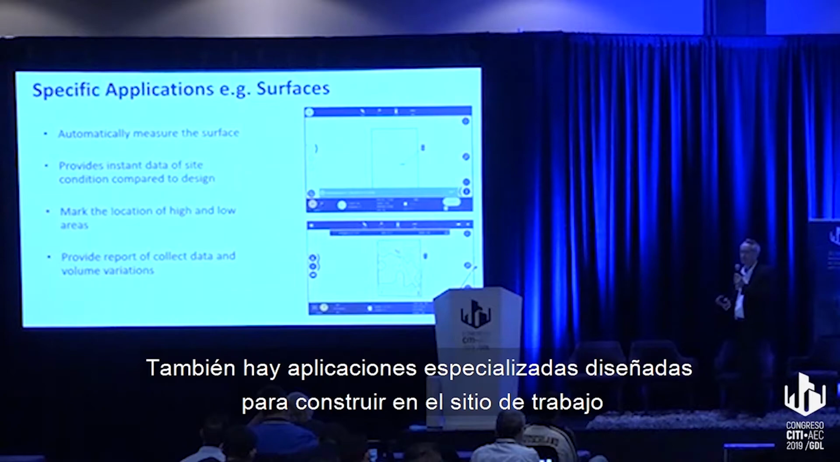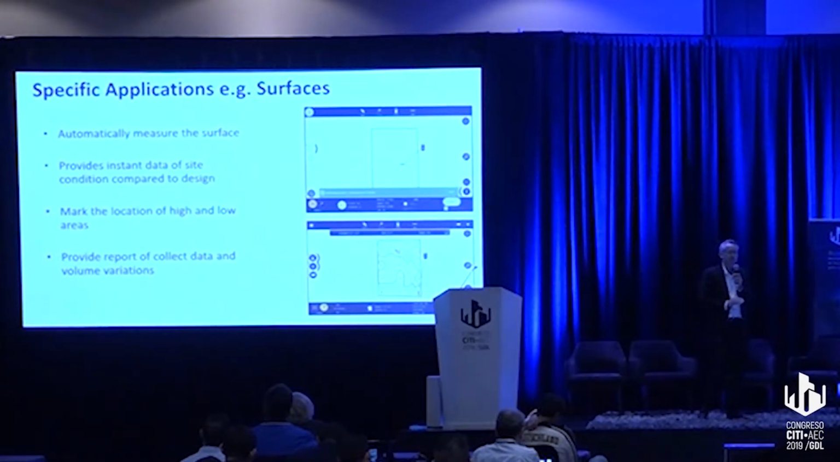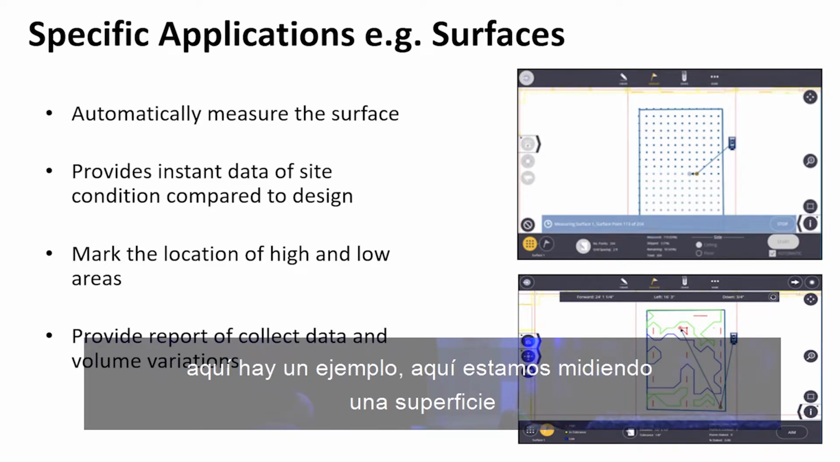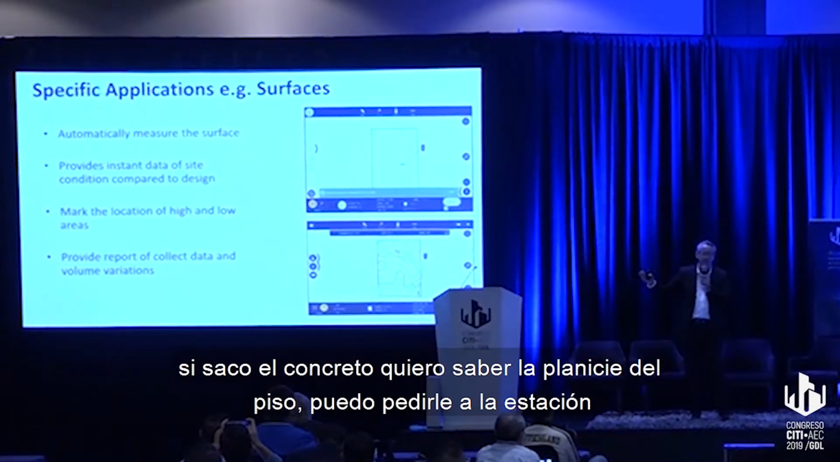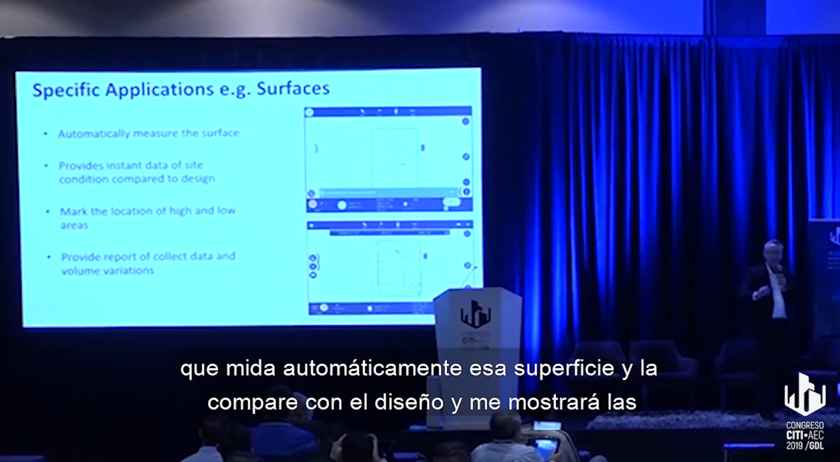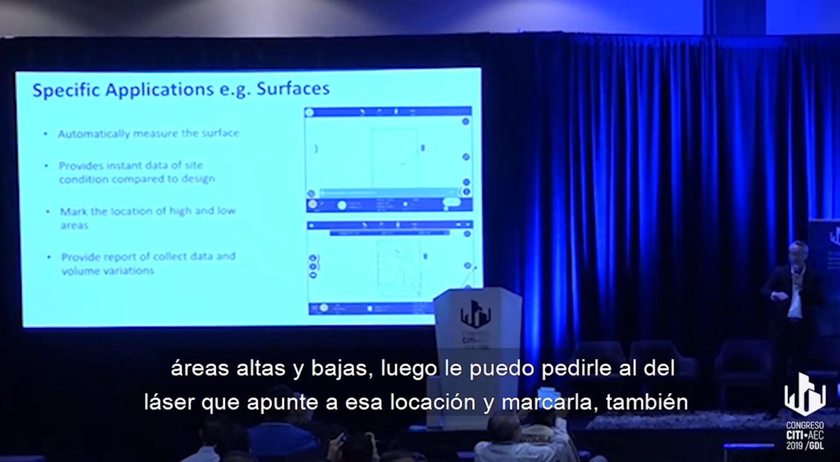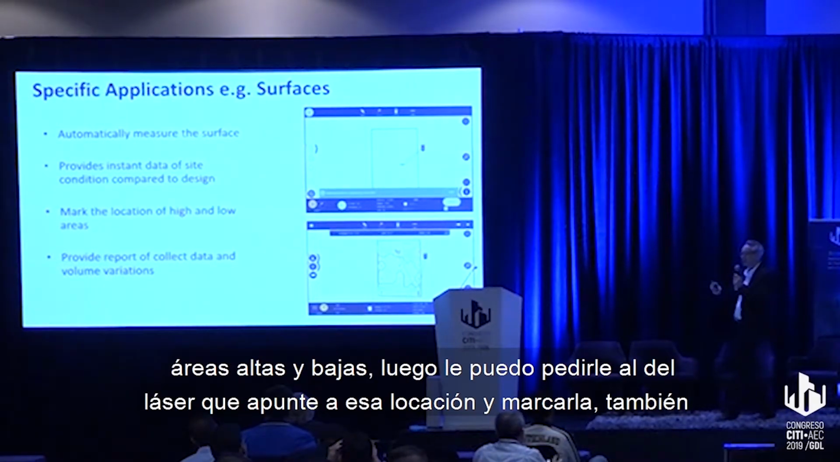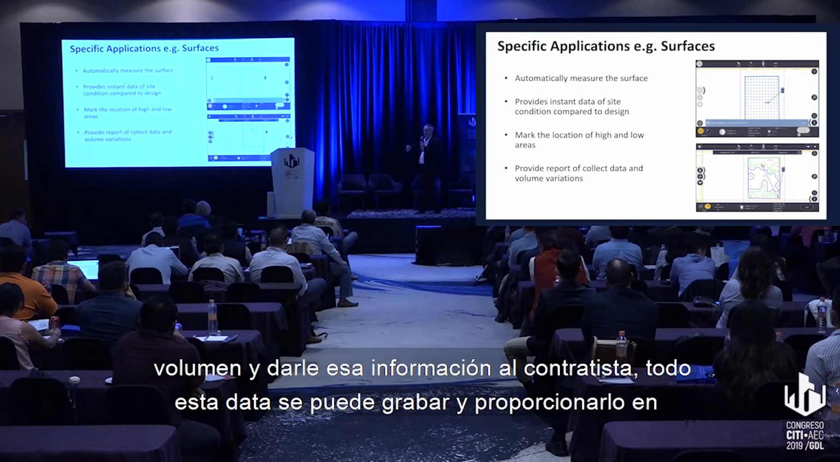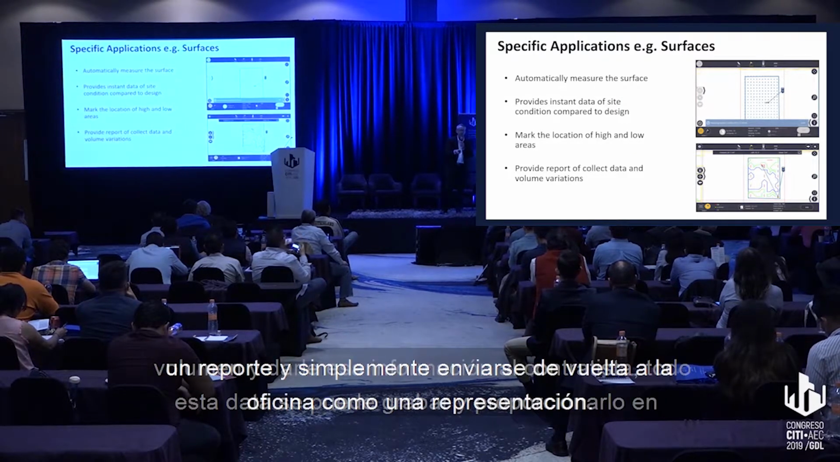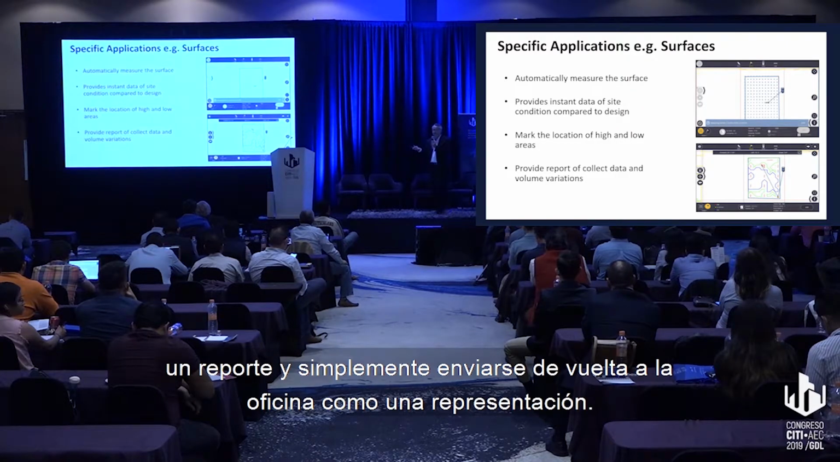There are also specialized applications built to do as-builting on the job site. So here's an example. Here we're measuring a surface. If I've poured the concrete, I want to know the flatness of the floor. I can ask the robotic total station to automatically measure that surface. It will then compare it to the design, and it will give me contours that show me the high and low areas. I can then ask the laser pointer to point to that location. I can mark it out. It will also then calculate volumes for me. So if I have to do some self-leveling concrete to pour in an area that is low, I know how much volume, so I can give that information to that contractor. All this data is recorded, and I can provide it in a report that can simply be sent back to the office as a representation as well.